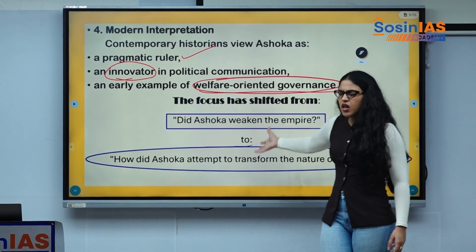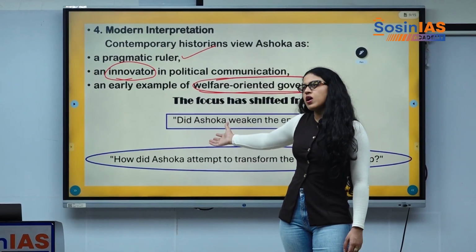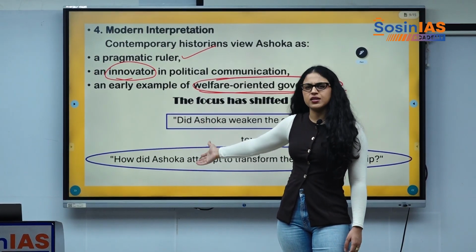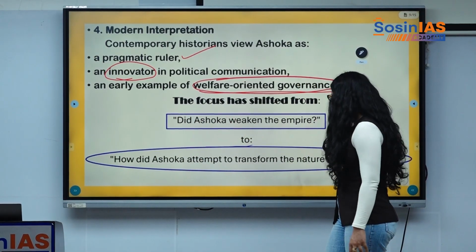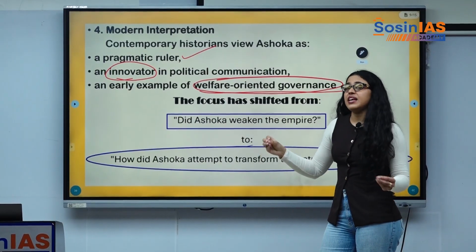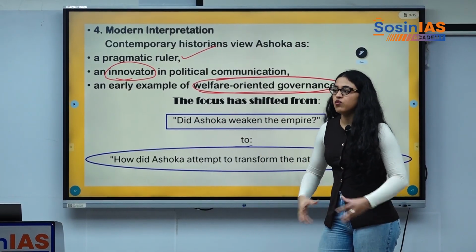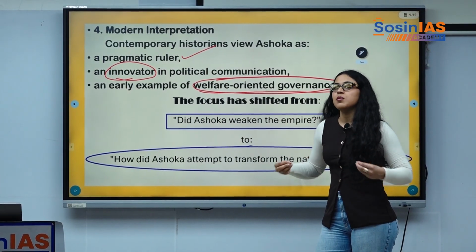So after all these perspectives, the focus is not about whether he was practical or impractical, it's mostly about how he transformed the definition of kingship and what the king has to do for his people.